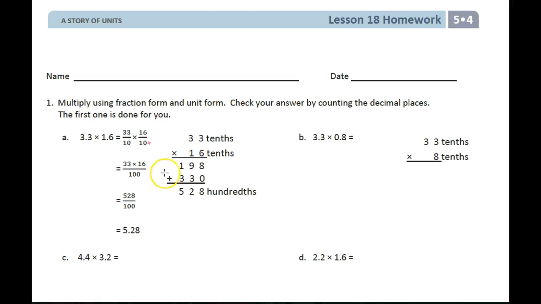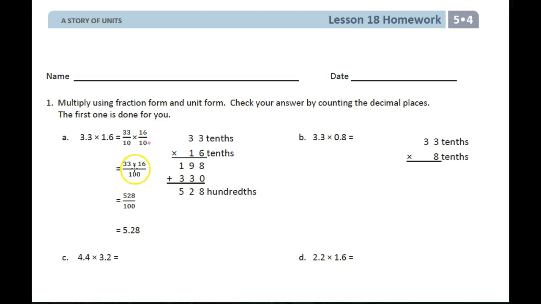And they used, over here, this is also the unit form. So you could kind of use this as your scrap paper method too. 33, and then just using the word tenths. So these right here are units. And then this is the designation of what the meaning of those units is, tenths. And so they've gone through, they've calculated, and they get 528, and tenths times tenths results in hundredths.